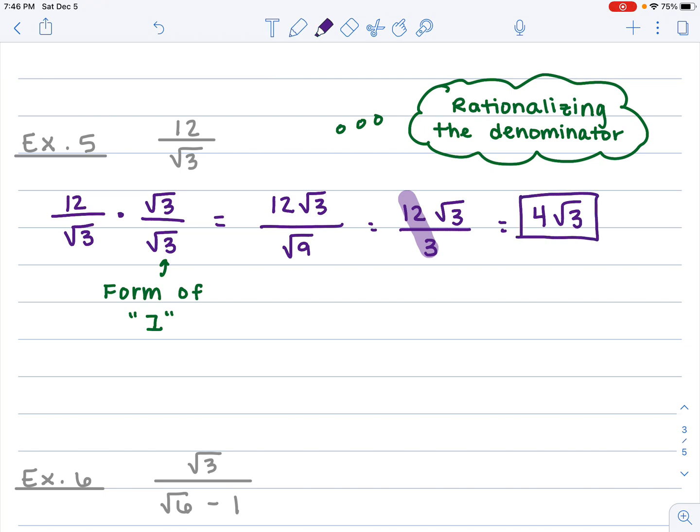One common misconception I see people do is they'll try to do radical 3 divided by 3. The issue is radical 3 is under a square root and that bottom 3 is not. They're not like terms, so you can't do any operations with them. They have to be like terms in order for you to do those operations.